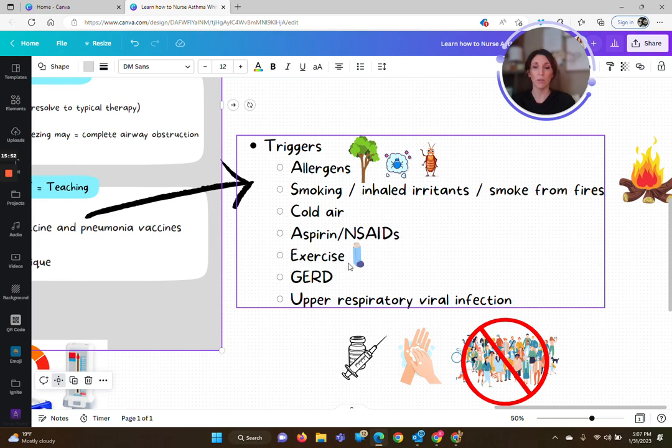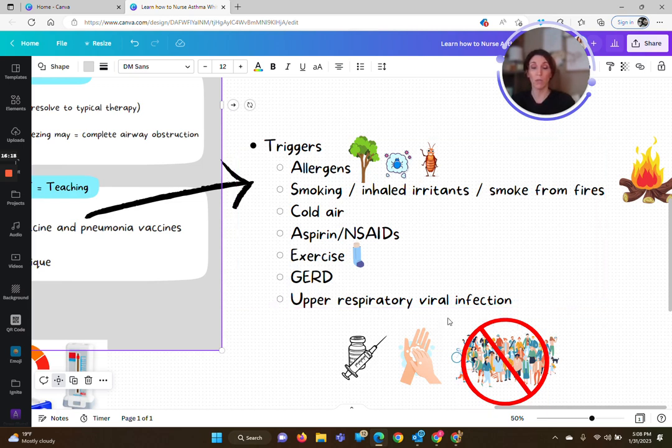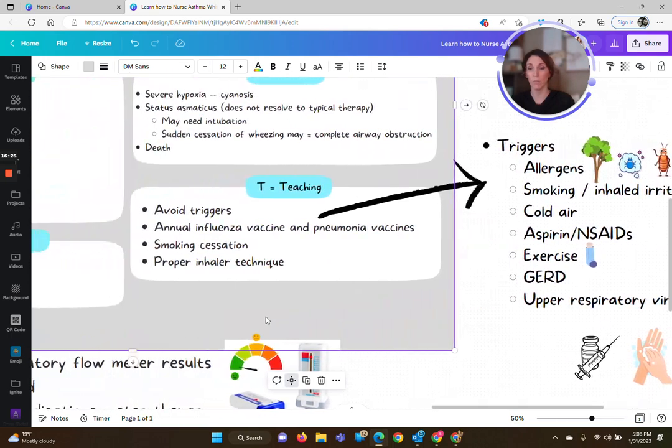Exercise, I don't necessarily want you to avoid exercise, but I want you to have a plan if you're going to exercise and you have exercise-induced asthma. So like using your albuterol inhaler before you exercise, that might help to open up your airways so that way you can tolerate exercise. Trigger of GERD, gastroesophageal reflux disease, you might need to take medication to treat that to get your asthma under control. And then upper respiratory viral infections, which we can help try to prevent by washing our hands, avoiding crowds, and getting vaccinated. So that's a way that we can avoid triggers.